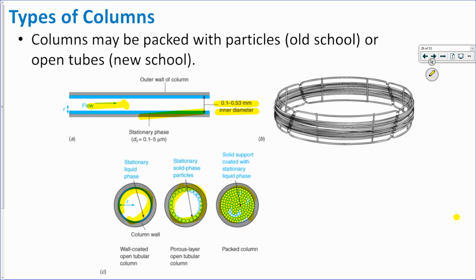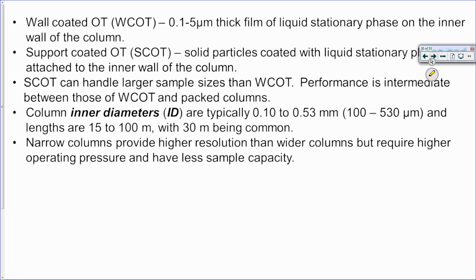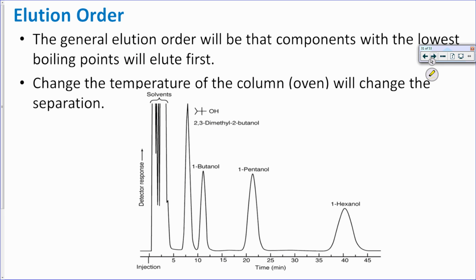Now, I told you that we had a column that was 150 meters long. It's not stretched out in a straight line. It's rolled up into a spool, and this whole thing fits inside an oven whose temperature we control very, very precisely. So you might review the definitions, Wall-coated versus Support-coated, and understand the difference between those. And know the common column sizes I just mentioned.